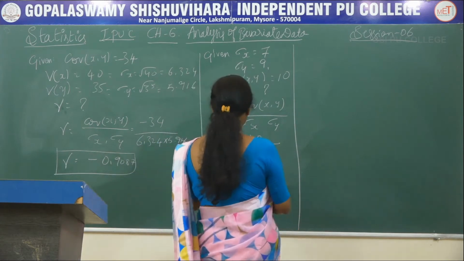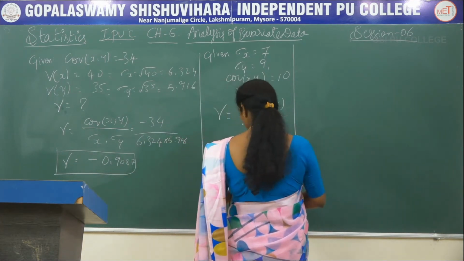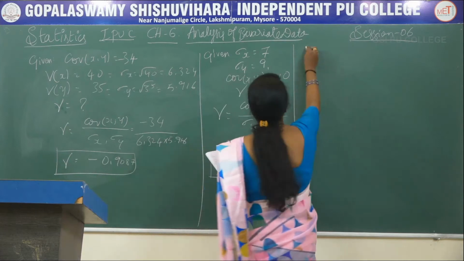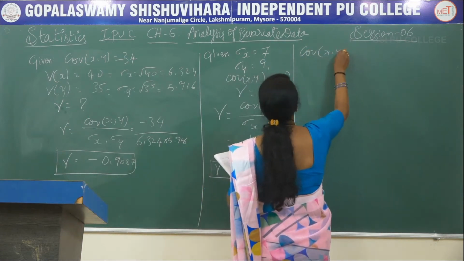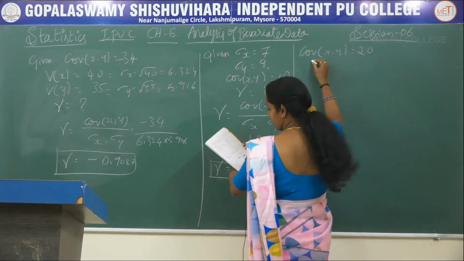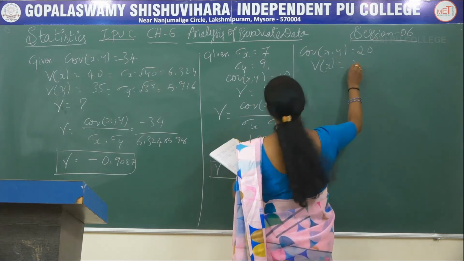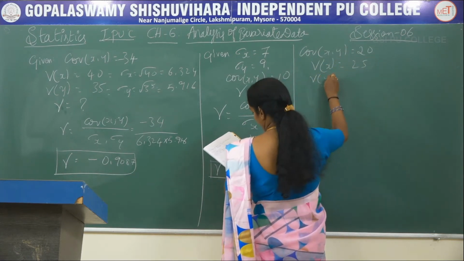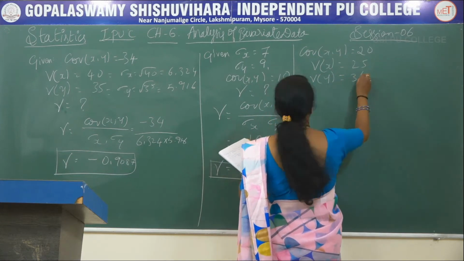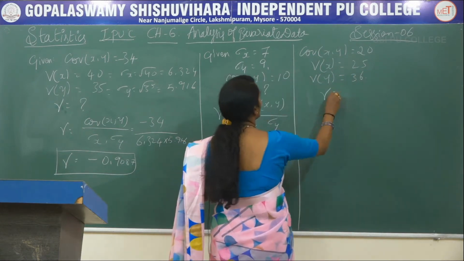Next one. Covariance of x comma y is equal to 20. Variance of x is equal to 25. Variance of y is equal to 36. So find the R value.